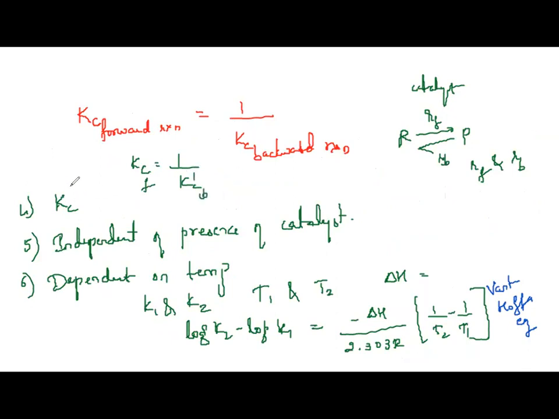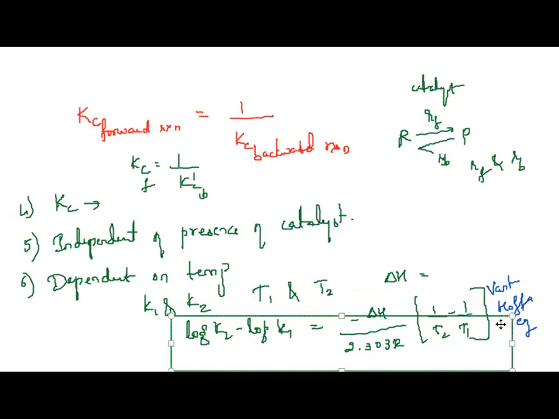Fourth point: the value of equilibrium constant tells the extent to which the reaction proceeds. It is independent of the presence of a catalyst. It is dependent on the temperature, and we have this equation for temperature dependence.